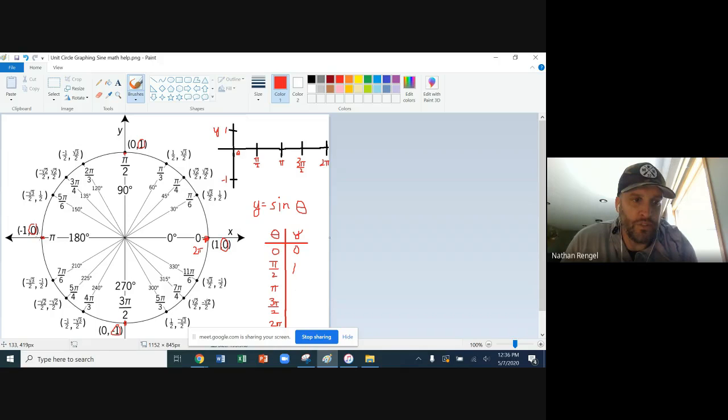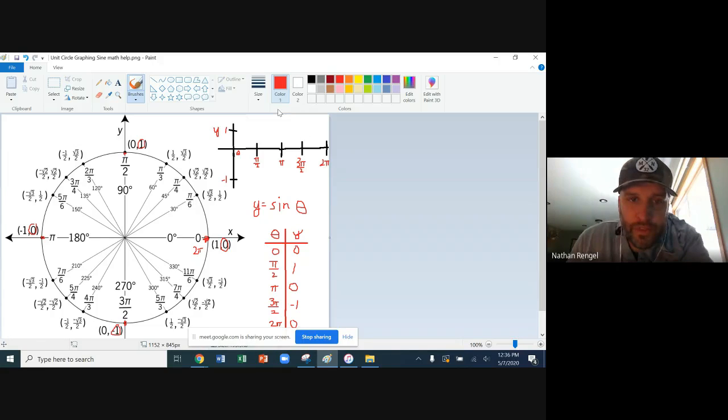At a theta value of pi, our sine is back to 0. And again, I'm just looking at the y coordinates. Those are the sine values. Where theta is 3 pi over 2, our sine is negative 1. And at 2 pi, back to the beginning, our sine is 0 at this position right here.